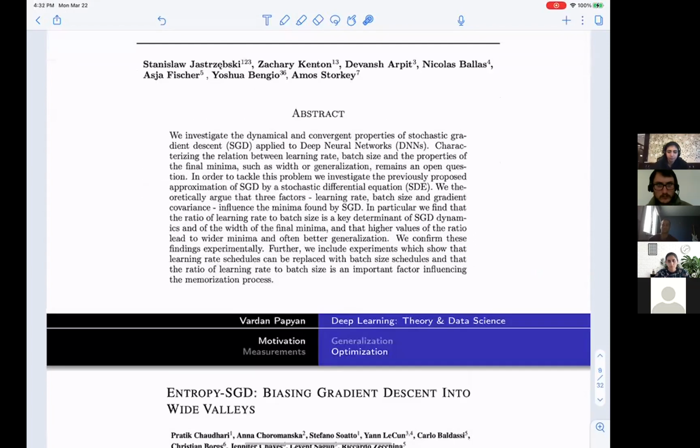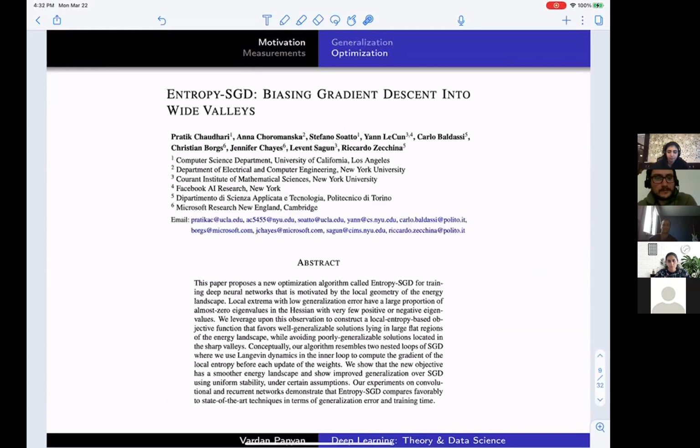Now, besides this, here's yet another example. I won't go into detail here, but basically this is a paper that proposes an algorithm which is different than SGD, which is designed to find minima which are flat. So they're inventing a new optimization algorithm that's supposed to find flatter minima.